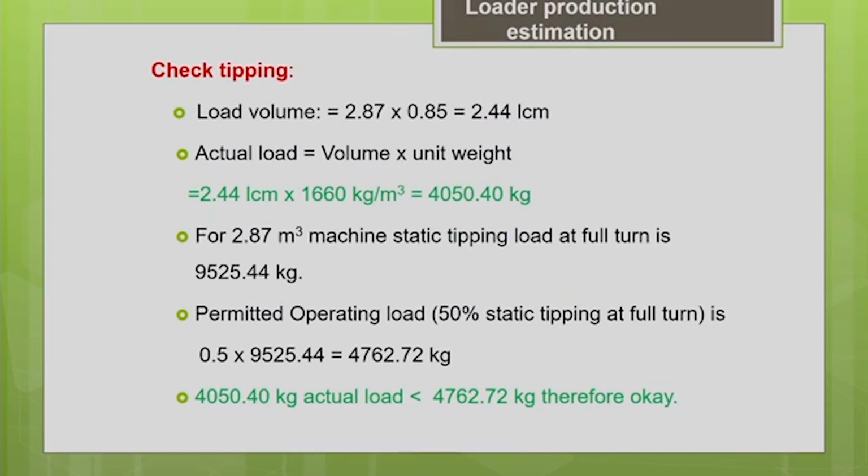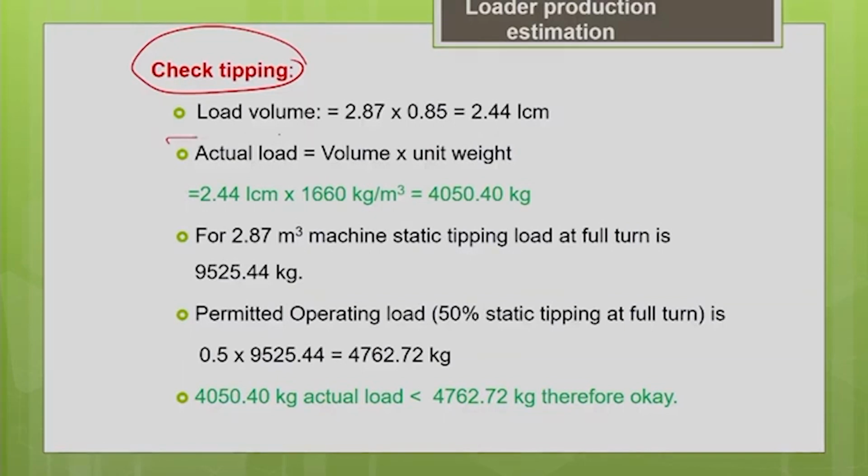The first step will be you have to do the checking for tipping. Particularly for the front end loader, as there are more chances for the machine to tip forward if you are going to overload the bucket. So, that is why we have to check for tipping. We have to make sure that the weight of the load in the bucket is going to be well within the full turn static tipping load defined by the manufacturer. That should be the first step.